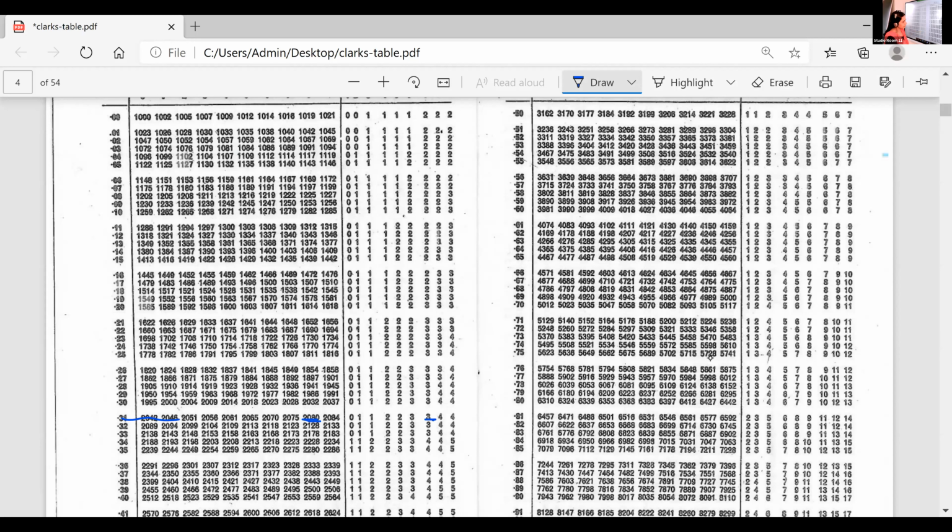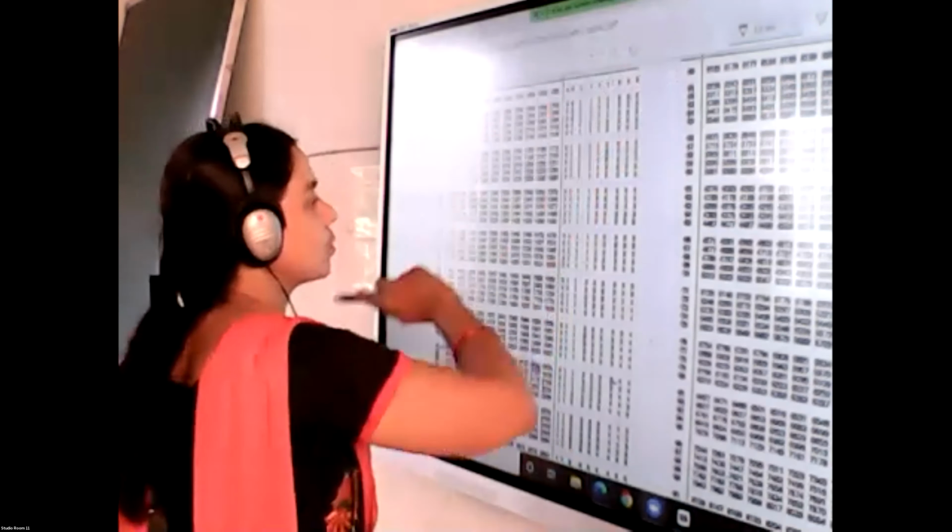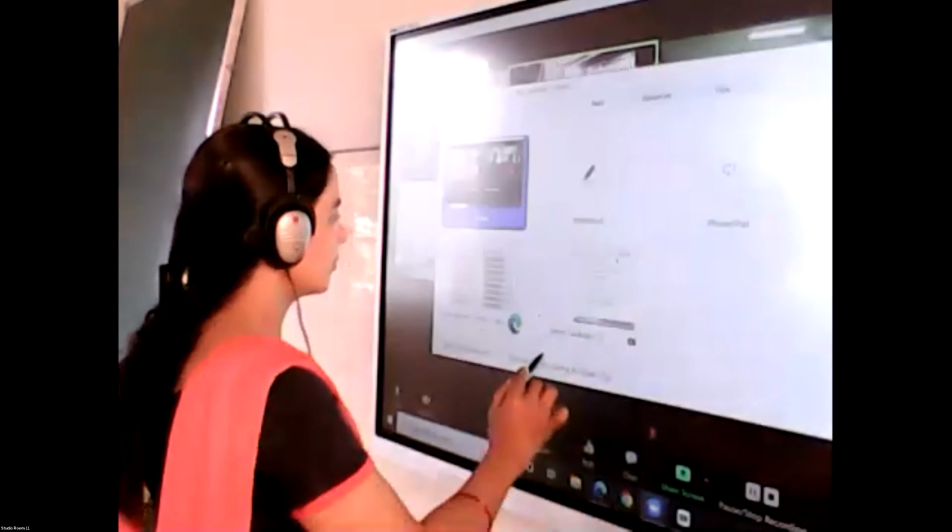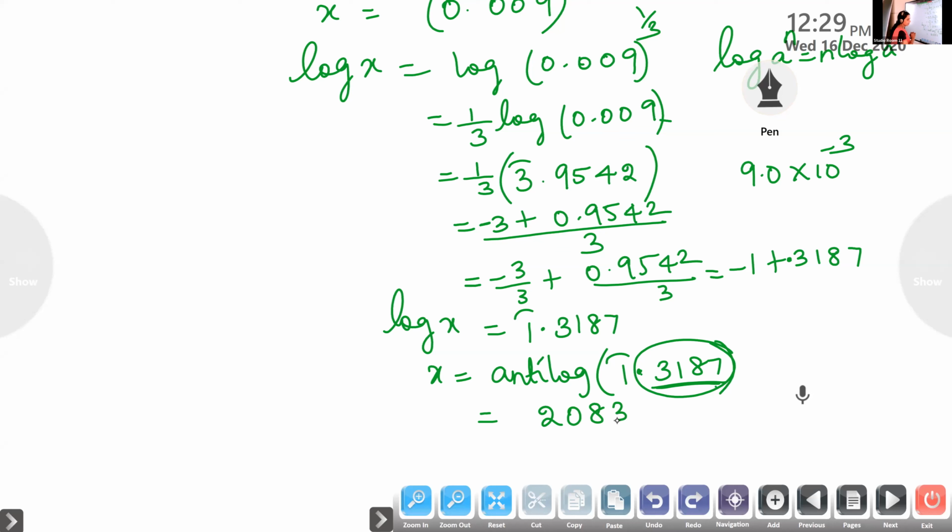Is it okay, children? And next, we are taking antilog. Is it clear? Yes, ma'am. So 2080 plus 3, it is 2083. Now we have taken the antilog.